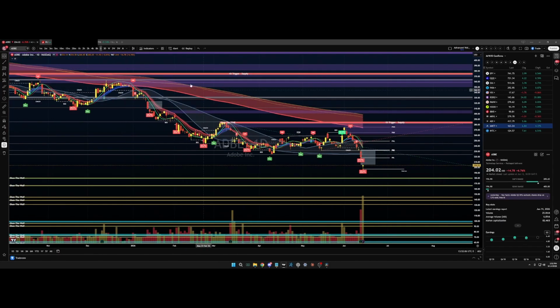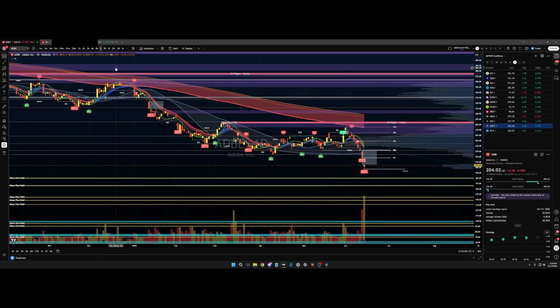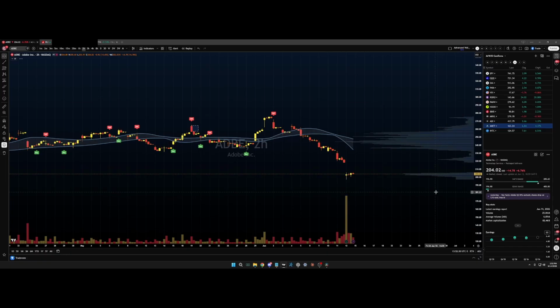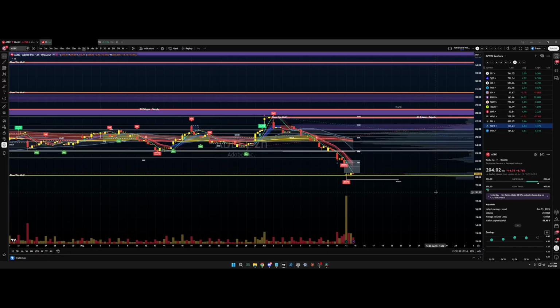Alignment here, still bearish. So would it make sense for you to enter calls or to buy Adobe shares at this current price when you know that it is in a severe downtrend? No, it does not. This is the whole point of the confirmation system. Even if we go down to the lower time frames, you will still see that this is very shortable.